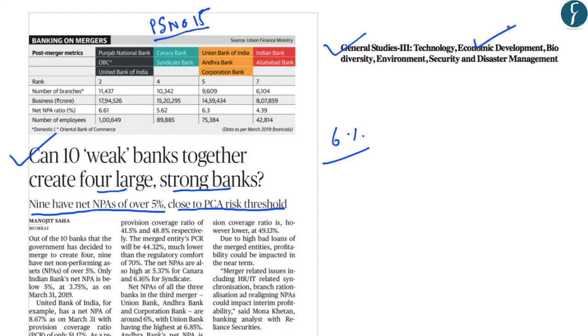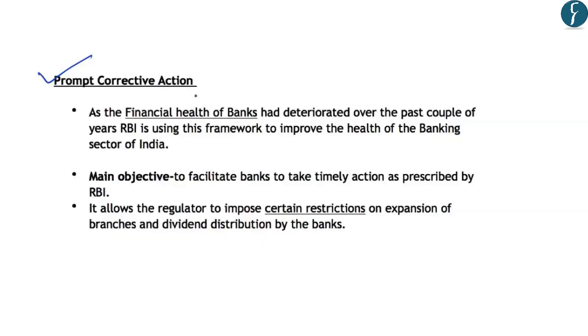So, in this background, let us understand what is meant by prompt corrective action and what happens when a bank is under this prompt corrective action. Now, this prompt corrective action was started by RBI because of the growing numbers of NPAs, or non-performing assets, in the banking sector. So, in order to improve the health of the banking sector in India, the RBI started this action. The main objective of the prompt corrective action, or the PCA, was to facilitate the banks to take timely action as prescribed by RBI.